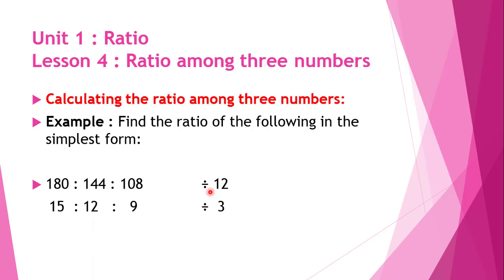So I'll divide the three terms by 12. 180 divided by 12 equals 15. 144 divided by 12 equals 12. And 108 divided by 12 equals 9. So we have 15 to 12 to 9. Is there any common factor between 15, 12, and 9? Of course, we have 3. So I'll divide by 3. 15 divided by 3 equals 5. 12 divided by 3 equals 4. And 9 divided by 3 equals 3. So this is the simplest form because there is no more common factors between 5, 4, and 3.